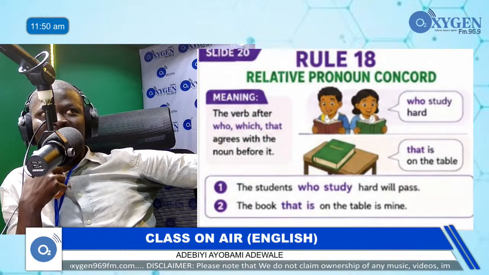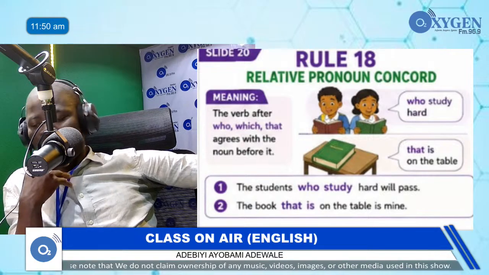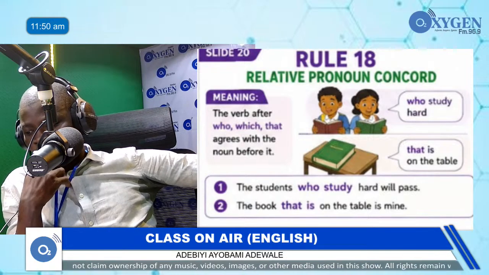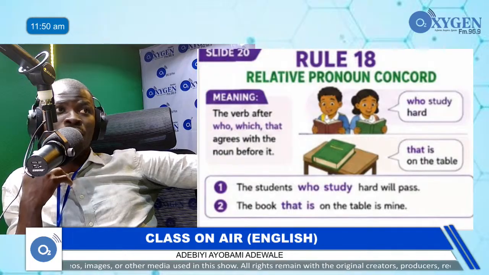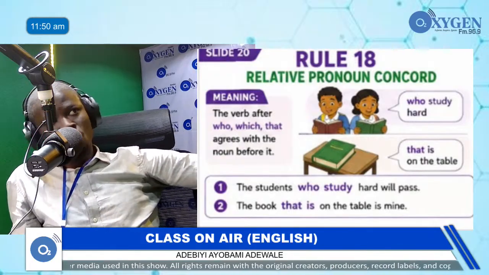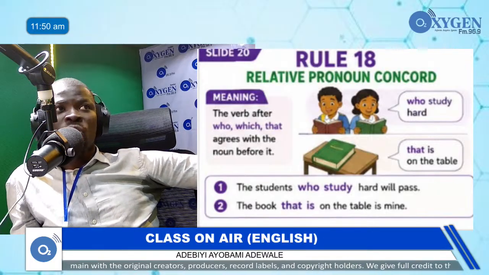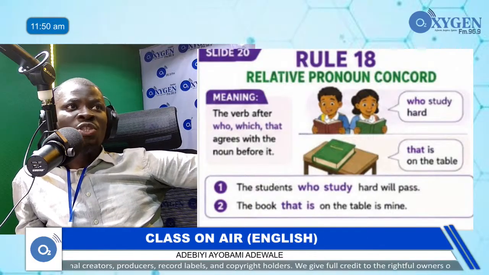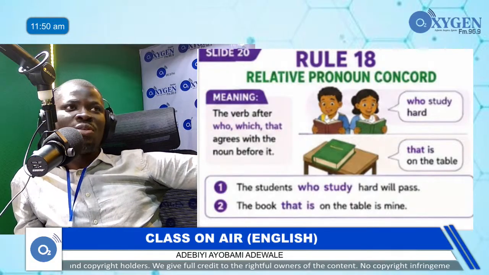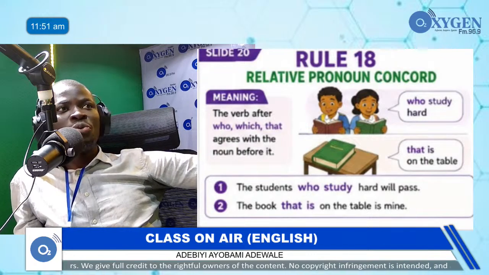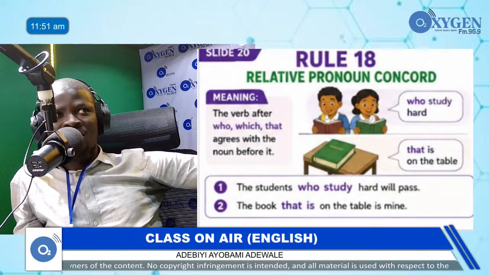And the rule says that the verb that comes after who, which, that agrees with the noun before it. Look at this sentence: The students who study hard will pass. The students, with an S, is plural, who study, and the study there is in plural too. If it's going to be singular, it will be: The student, without an S, who studies hard will pass. Can you relate with that?